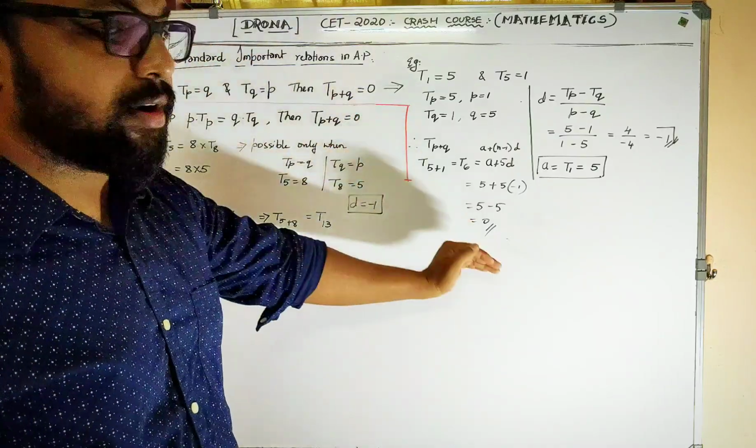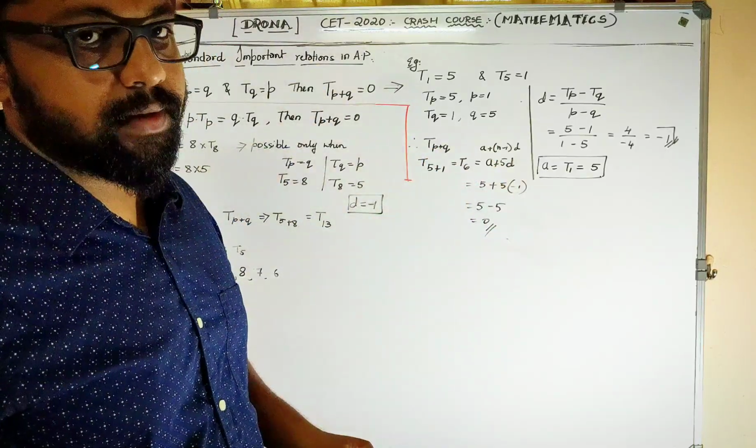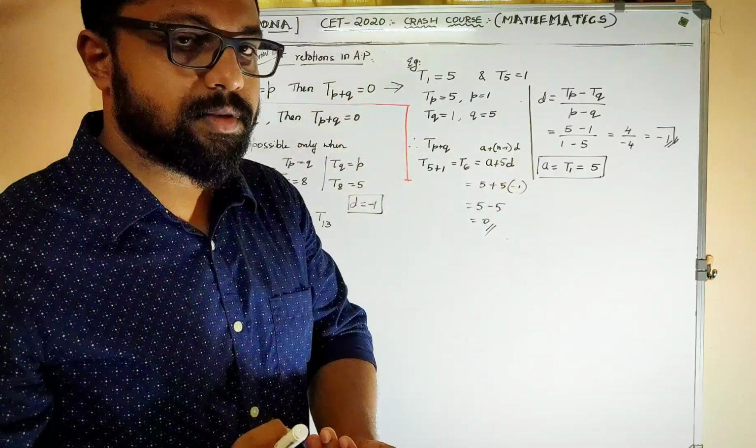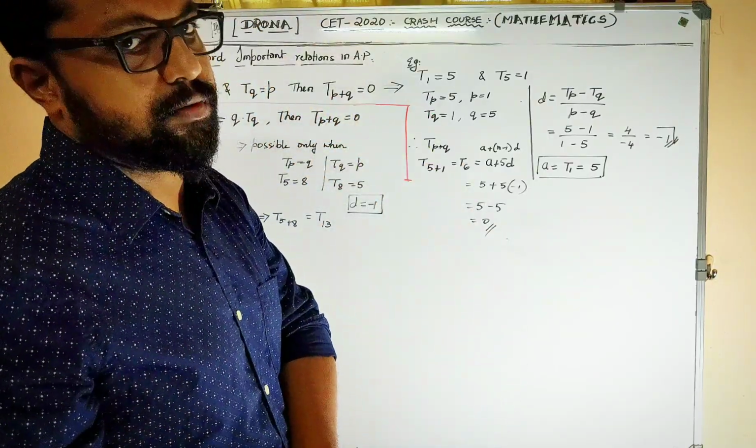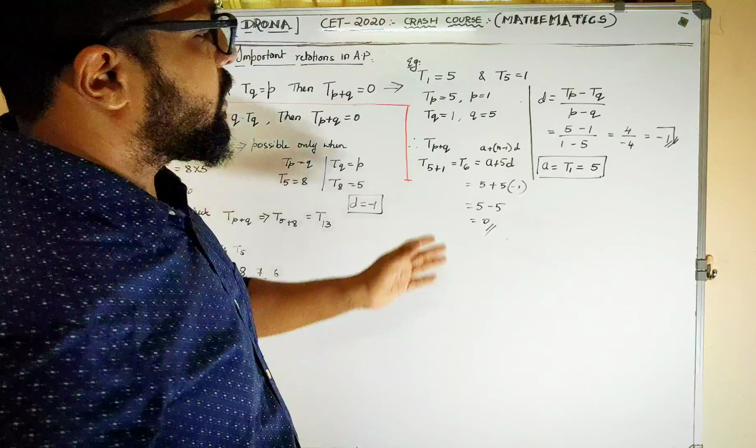So I gave you already an example. Any random terms, if they give and if they are asking the p plus qth term, then it is obviously 0 without even thinking about it. Okay, this is one way.